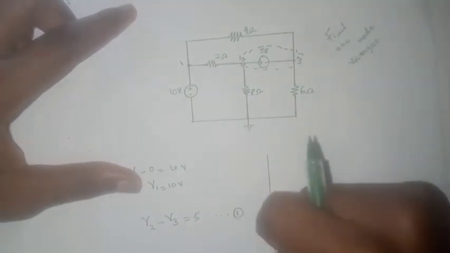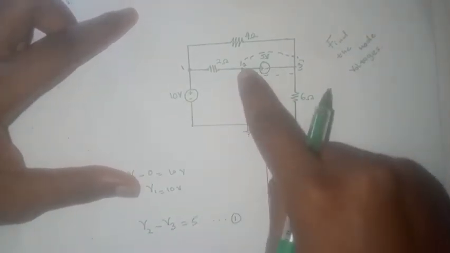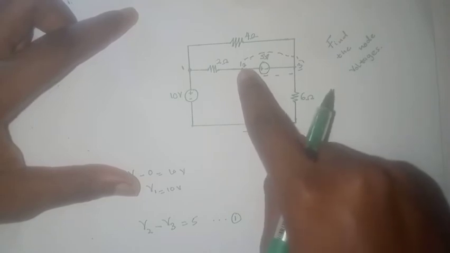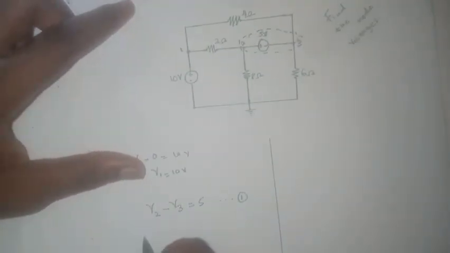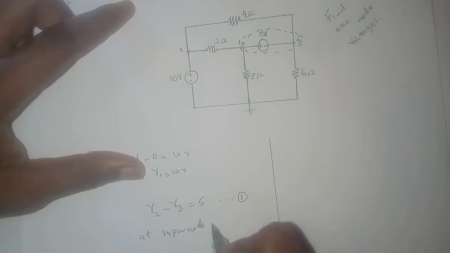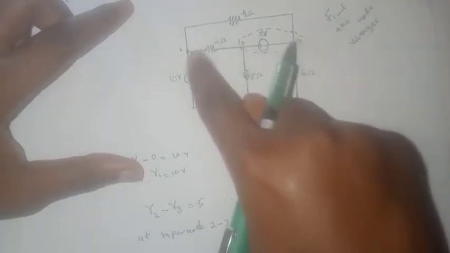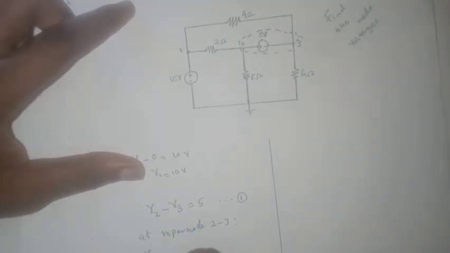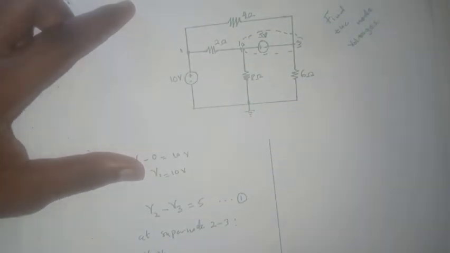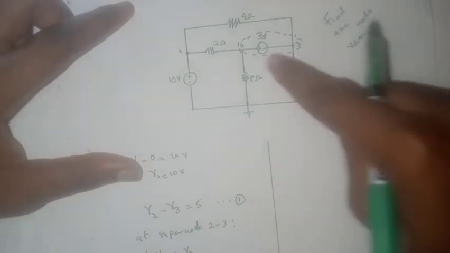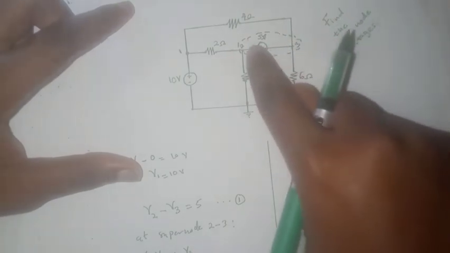Then we write the equation at the supernode. So we start at node 2. We write for this branch, that will be V2 minus V1 divided by 2. So at our supernode 2, 3, V2 minus V1 divided by 2. Then at this branch, we have V2 divided by 8. Then we skip this branch that connects the supernodes.